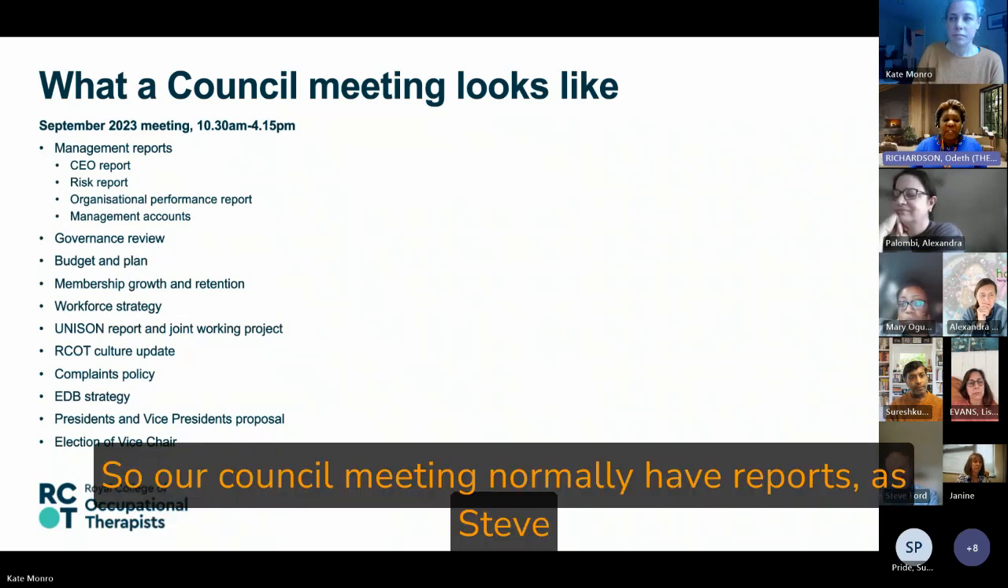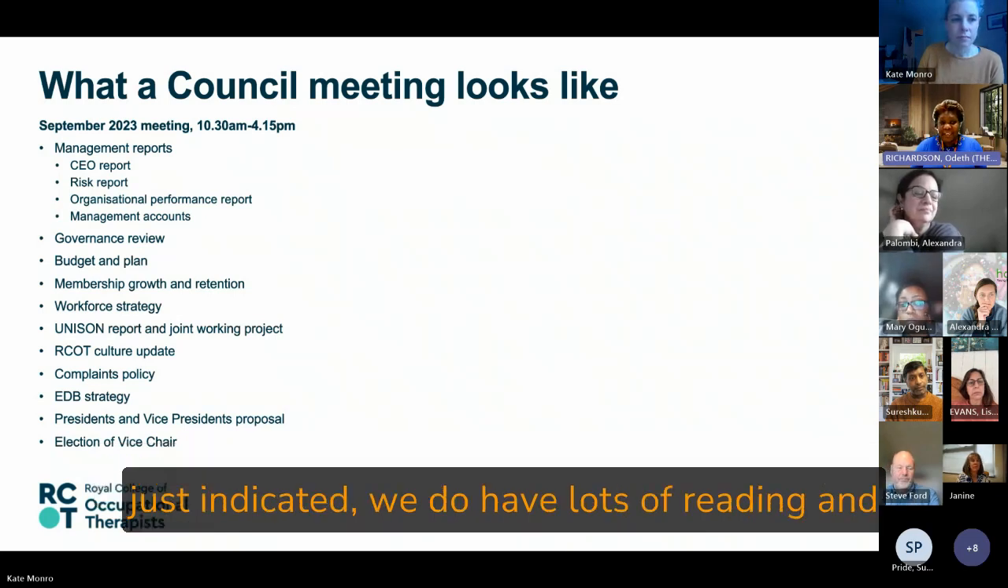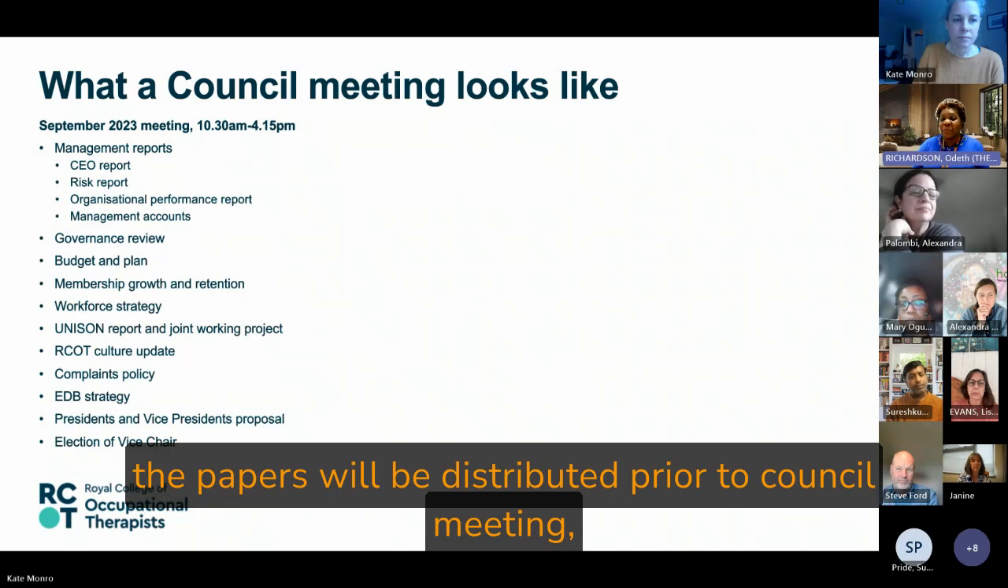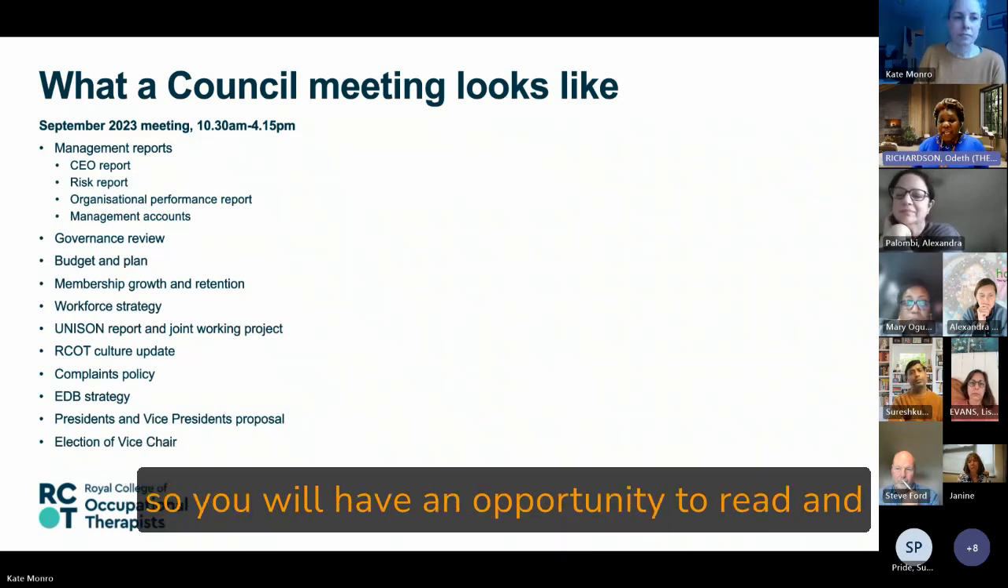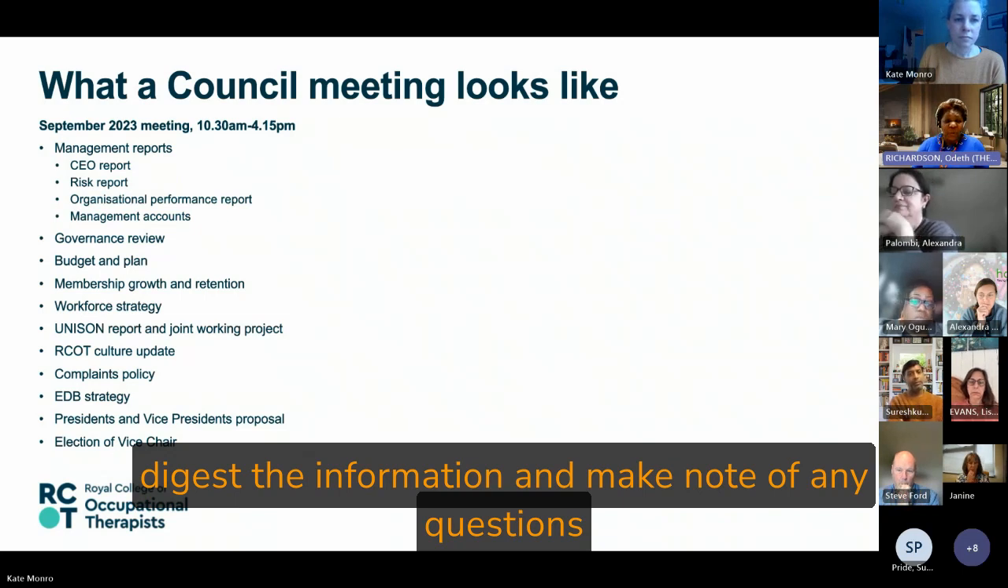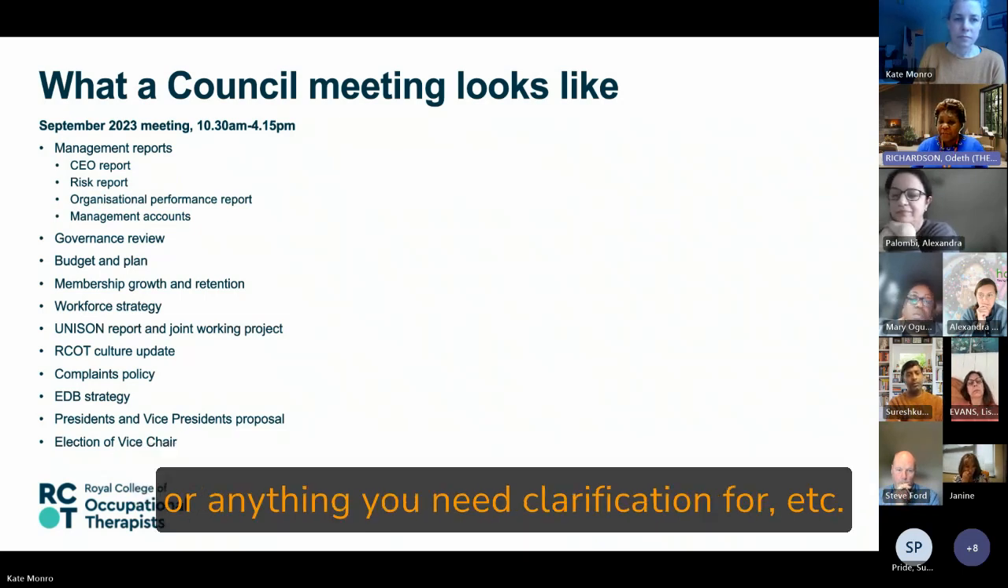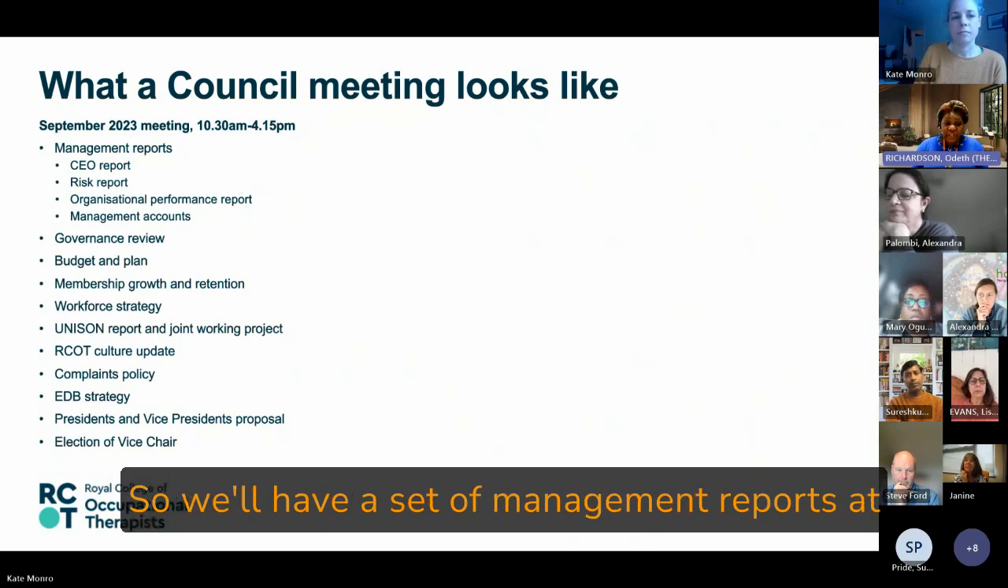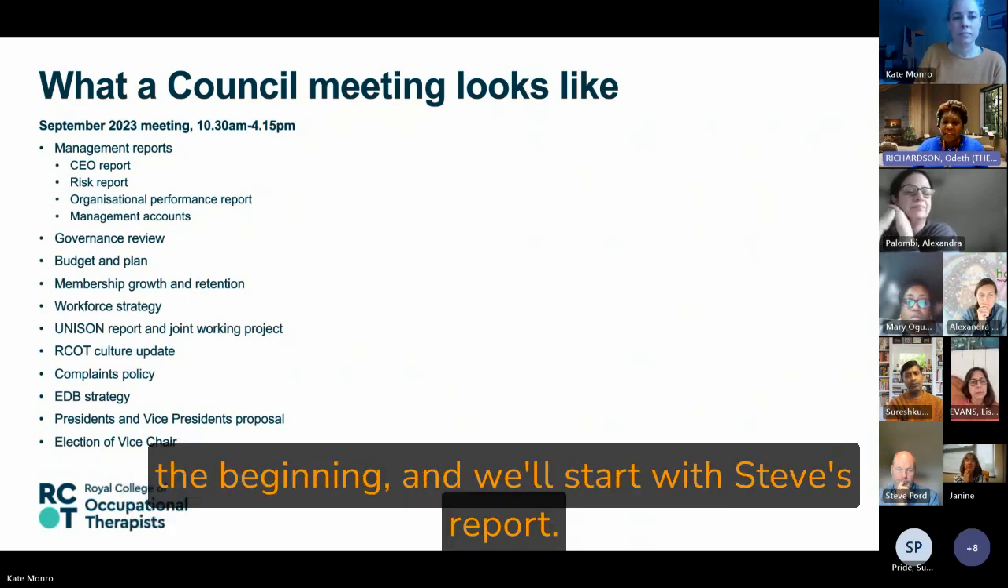So our council meetings normally have reports, as Steve just indicated, we do have lots of reading and the papers will be distributed prior to the council meeting. So you will have an opportunity to read and digest the information and make note of any questions or anything you need clarification for, etc. So we'll have a set of management reports at the beginning and we'll start with Steve's report.